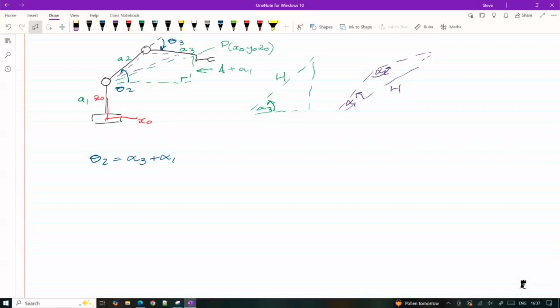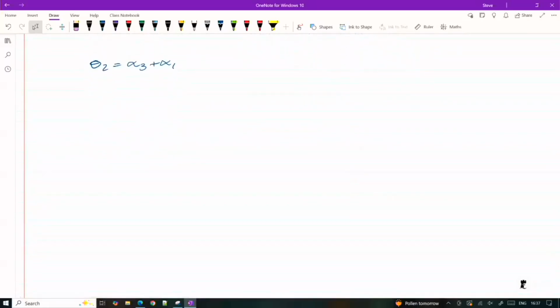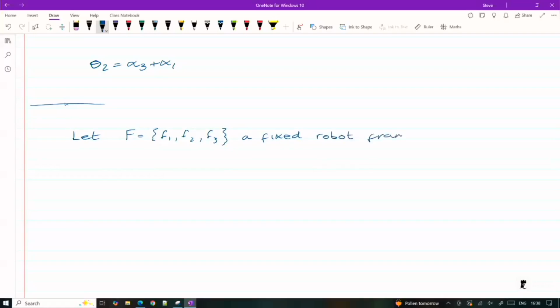Nope. Okay. I'm going to go through, because I don't know if David did do this, a certain style of question that you will see in the past papers, and it could come up on the exam. So the style of question is, okay, so let F be a fixed robot frame. So that's typically our base frame.